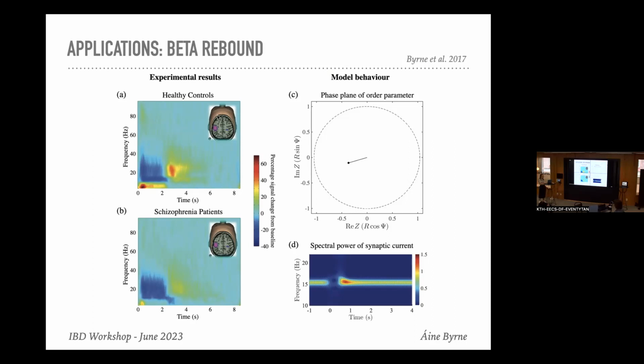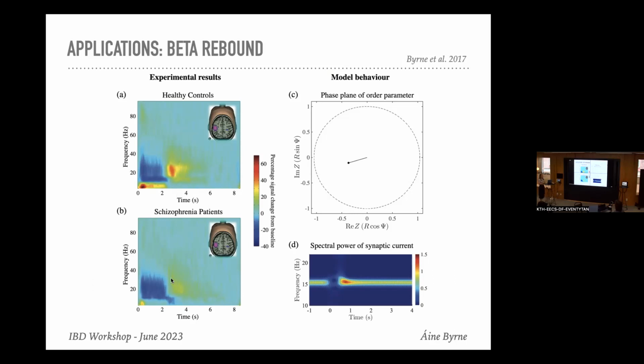If you look at your spectrograms here, you see when the subject is moving, you've got your decrease in power. These are relative spectrograms. Dark blue is a reduction in oscillatory power, and then orange, red, yellow is an increase. You can see you get this strong red spot here for your healthy controls, whereas for your schizophrenia patients, that rebound or increase in activity is much smaller than for the healthy controls.